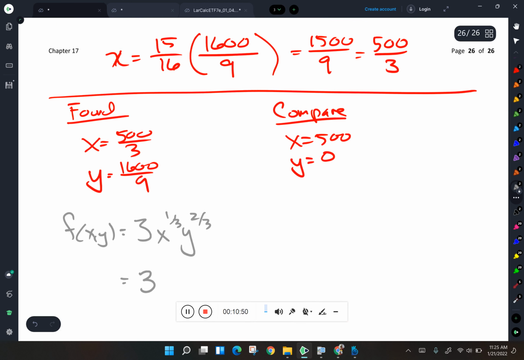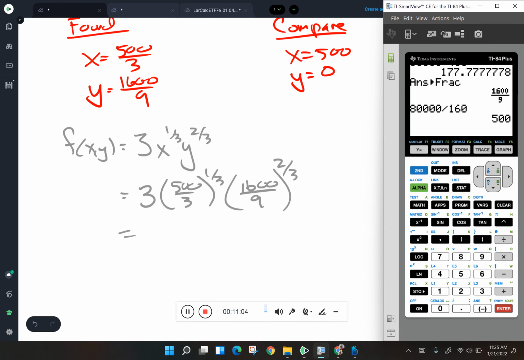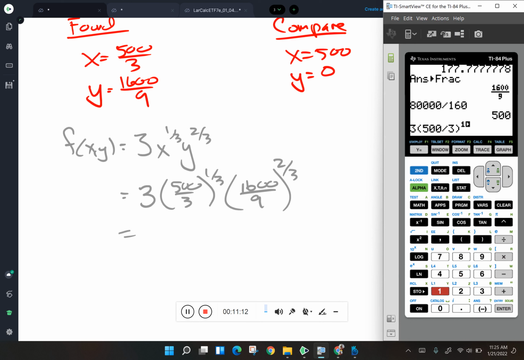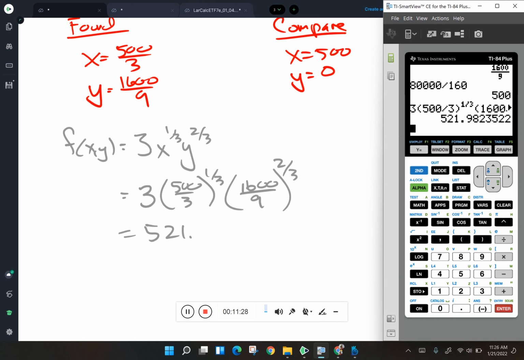So 3 times 500 over 3 to the 1/3 times 1600 over 9 to the 2/3, and that's going to be a calculator problem. So 3 times the quantity 500 divided by 3, raised to the 1 divided by 3, times the quantity 1600 divided by 9 raised to the 2/3, and I get 521.98.